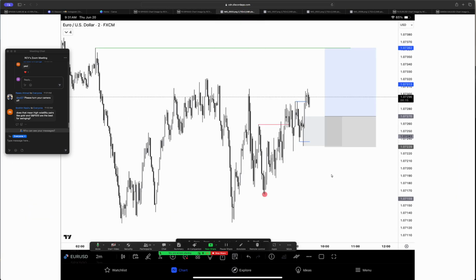All right, next one. This was from my iPad yesterday, I believe. Does that mean high volatility pairs like one S&P are the best for swinging? No. Well, no. Hold on.